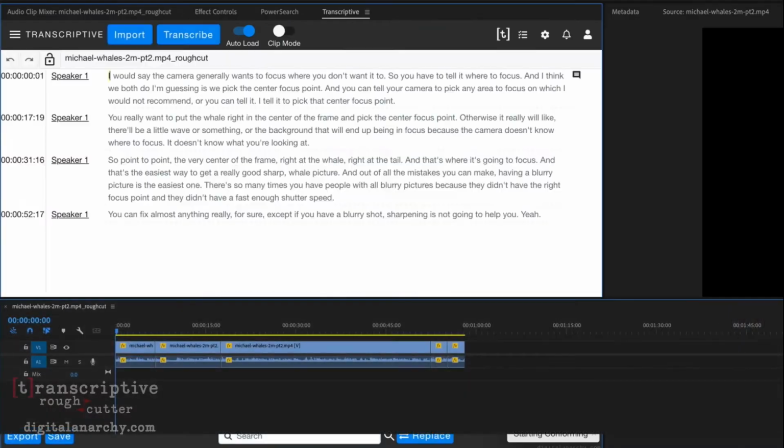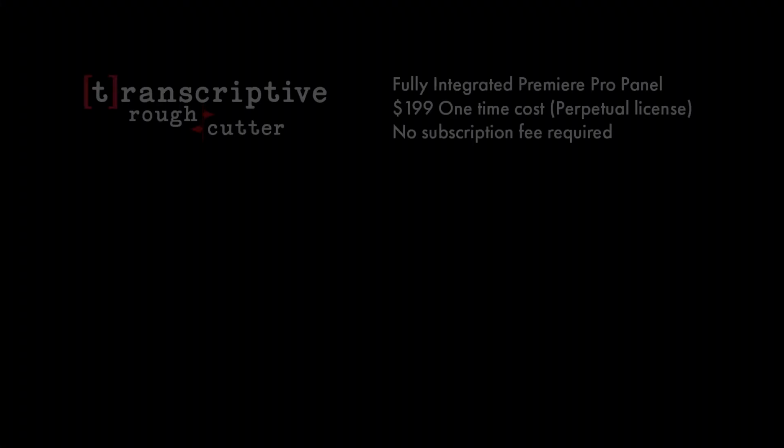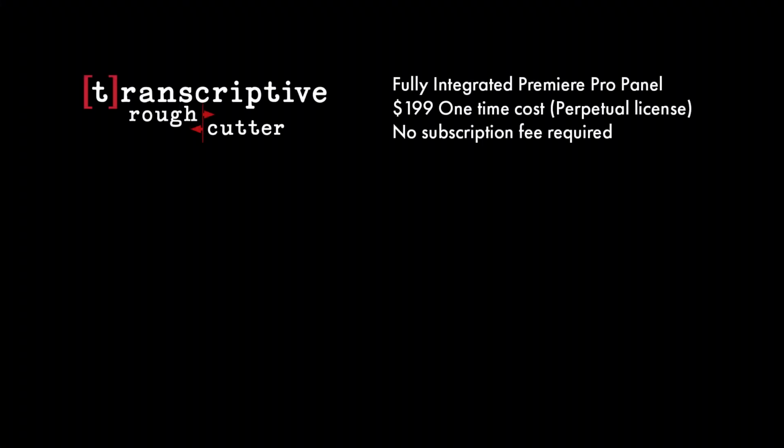It costs $199 for a perpetual license, and there are no monthly fees required. Once you pay the $199, you can use Transcriptive Rough Cutter within Premiere as long as you like. You do need to pay 4 cents a minute for transcriptions, but that's the only additional cost.